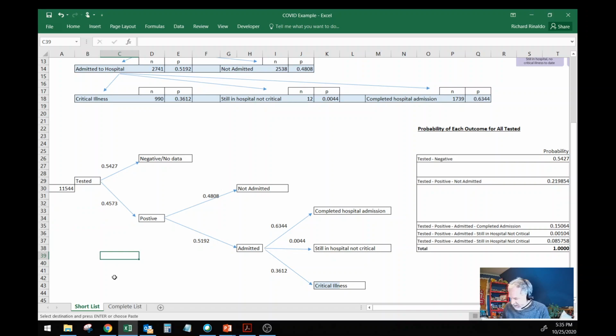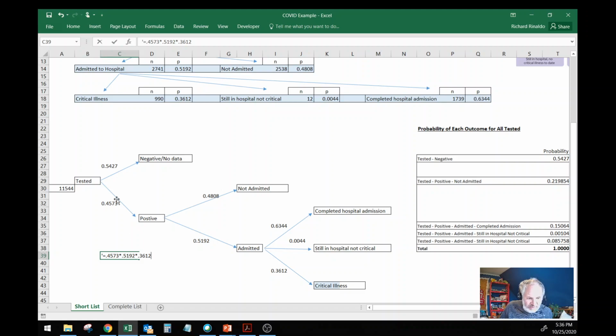So what this would be is 0.4573 times 0.5192 times 0.3612. So I multiply the proportions or the percentages down the decision branch or the outcome branch: tested, outcome positive, outcome admitted, outcome critical illness.